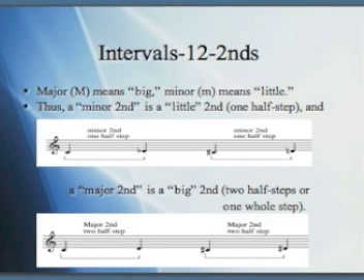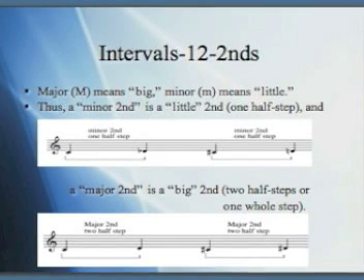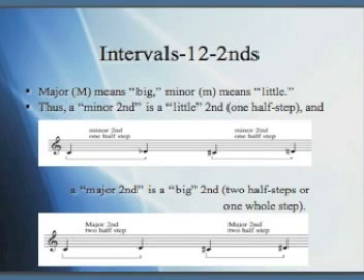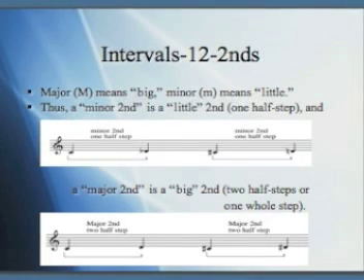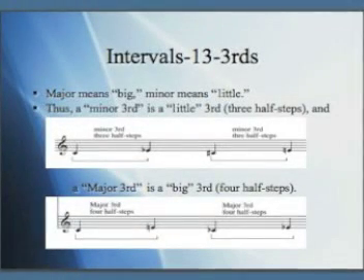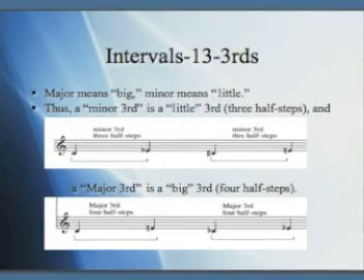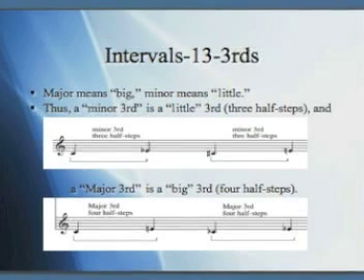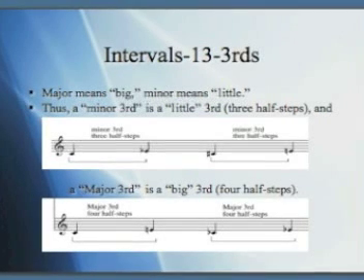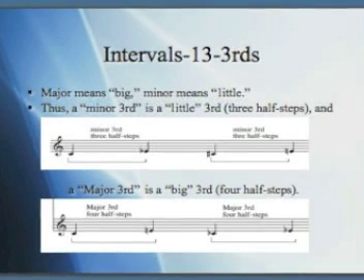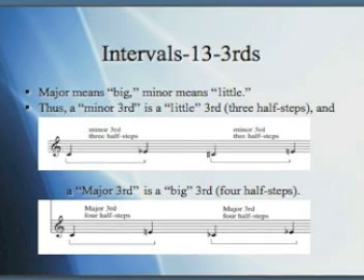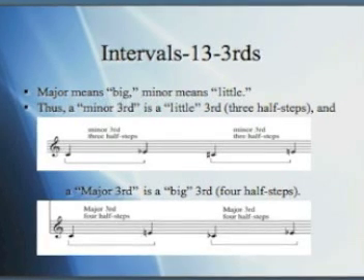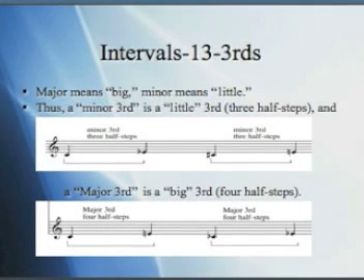Now we need to start talking about the quality of the intervals because obviously all seconds are not equal. We have our first of 4 quality designations: major and minor. Major just means big, minor means small. Again, major means big, minor means little. This third from C, 1, 2, 3 half steps higher, is a minor third. From C, 1, 2, 3, 4 half steps higher is a major third.